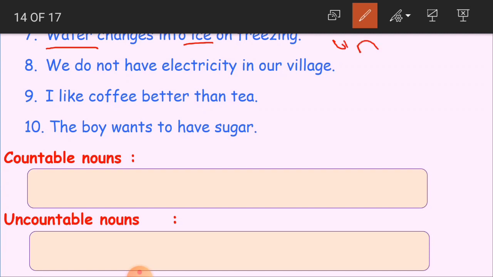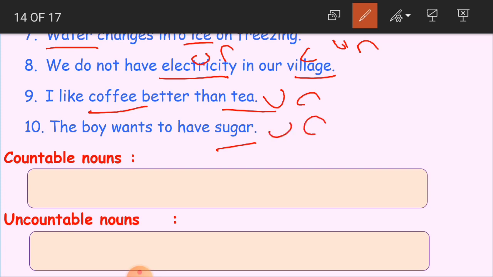Okay. We do not have electricity in our village. Electricity, uncountable. Village, countable. I like coffee better than tea. Coffee and tea, can we count, children? No, both are uncountables only. The boy wants to have sugar. Sugar is in the form of small granules, so we can't count even sugar. So, uncountable. Like this, children, you have to identify singular, plural and uncountable nouns.